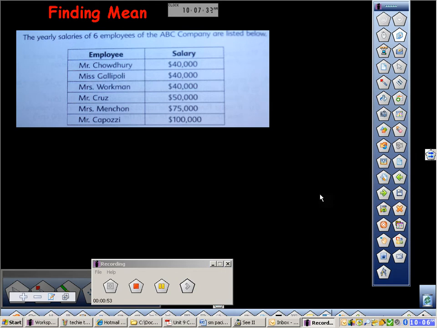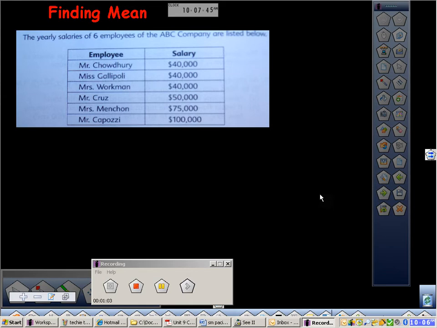Now you see we have some numbers here. That's called our data. It says the yearly salaries of 6 employees of the ABC company are listed below. Mr. Chowdhury makes $40,000 a year. Miss Gallipoli makes $40,000 a year. Mrs. Workman makes $40,000 a year. Mr. Cruz makes $50,000 a year. Mrs. Mention makes $75,000 a year. And Mr. Kapazi makes $100,000 a year. I don't know what he's doing, but he's making most of the money.